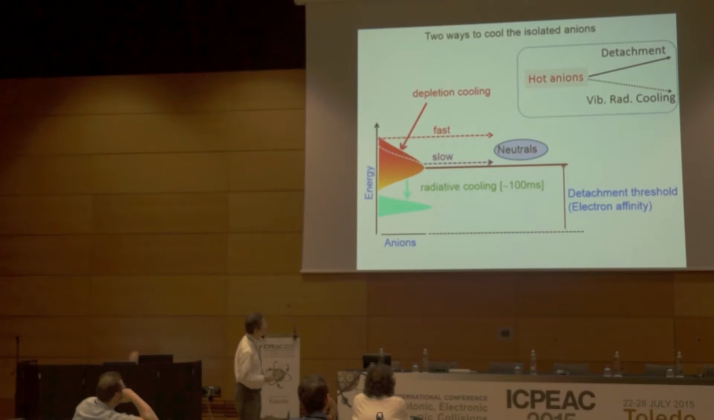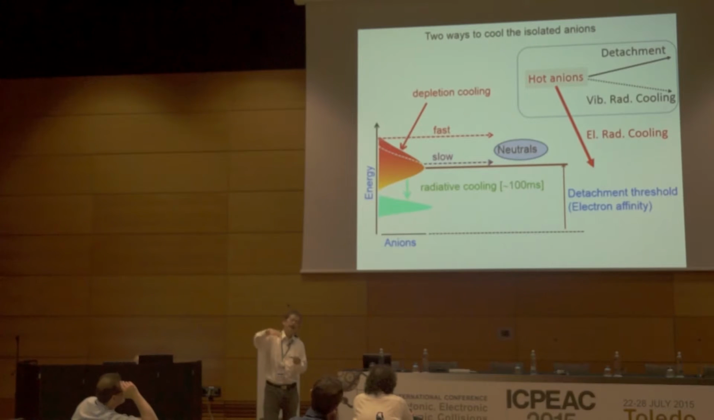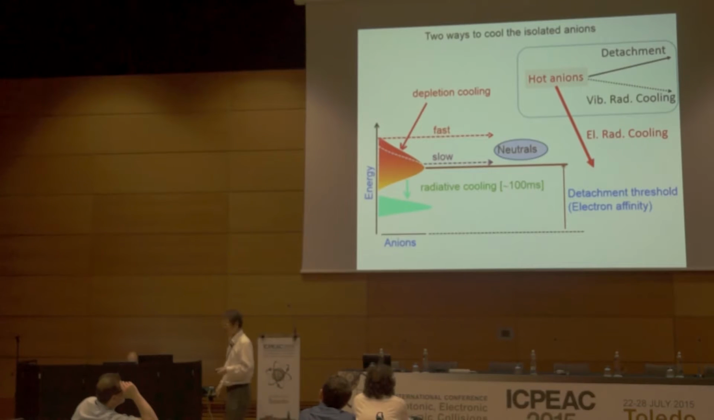So the situation is something like this. We have hot ions, and so the detachment, and usually the vibrational relative cooling process is very slow. So we see depression cooling, and the relative cooling is just a perturbation of the detachment. But if the electronic process works, it's very fast. So this process quickly eliminates the hot ions, and the detachment yield also decreases so quickly. This is indeed what we observe for carbon clusters and polyynes.